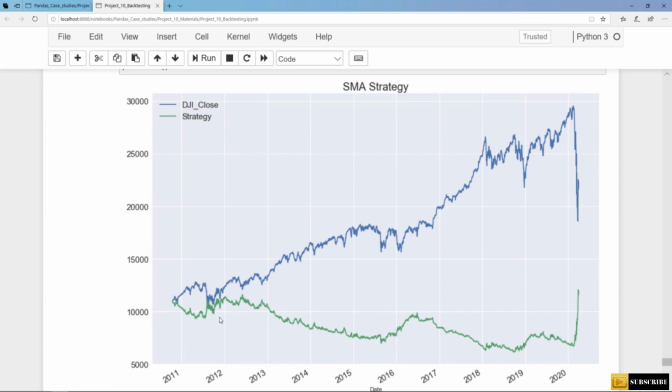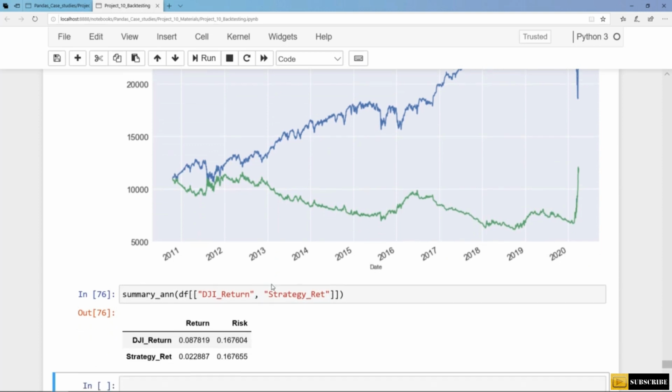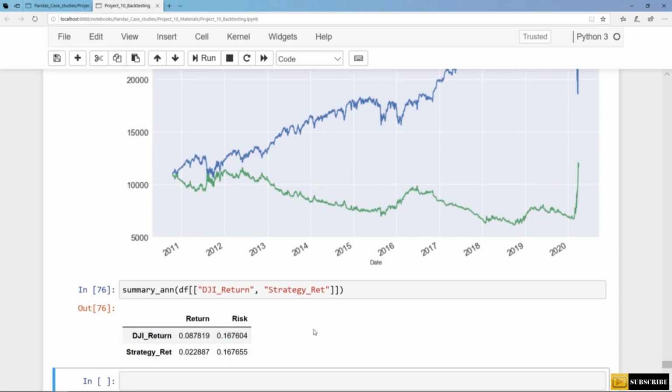And also here it's pretty obvious that the contrarian strategy underperforms buy and hold. And we can also see this here with annualized risk and return. So our conclusion is pretty clear. We shouldn't rely on simple moving averages strategies, at least those simple ones.